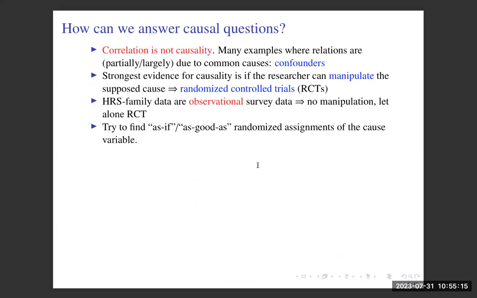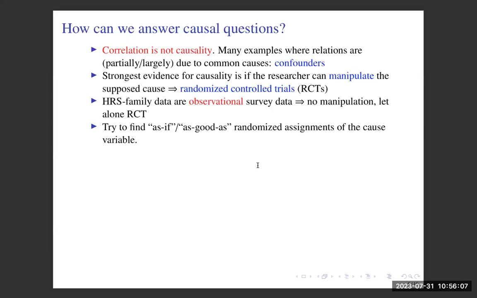So then we get to the question of how can we answer causal questions. The first, the quote, correlation is not causality, I think everybody has heard that before. There are many examples where relations are partially or largely due to common causes called confounders. The strongest evidence for causality is if the researcher can manipulate the supposed cause variable. And so the typical one is the randomized control trial, where, for example, with the drug that we mentioned, you randomize some people into getting the drug, others into getting the placebo.